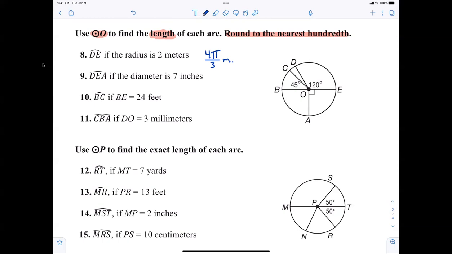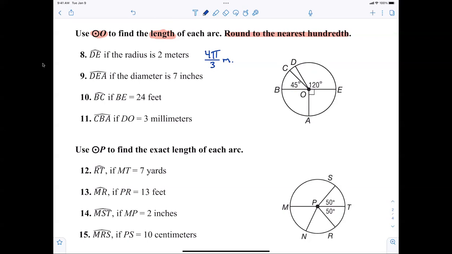Anybody have any questions with that? All right. Why would it just be 120? 120 what? No. The length is a unit. If they said, what's the measure? You would tell me it's what? Yeah, 120. You understand what I'm saying, right?